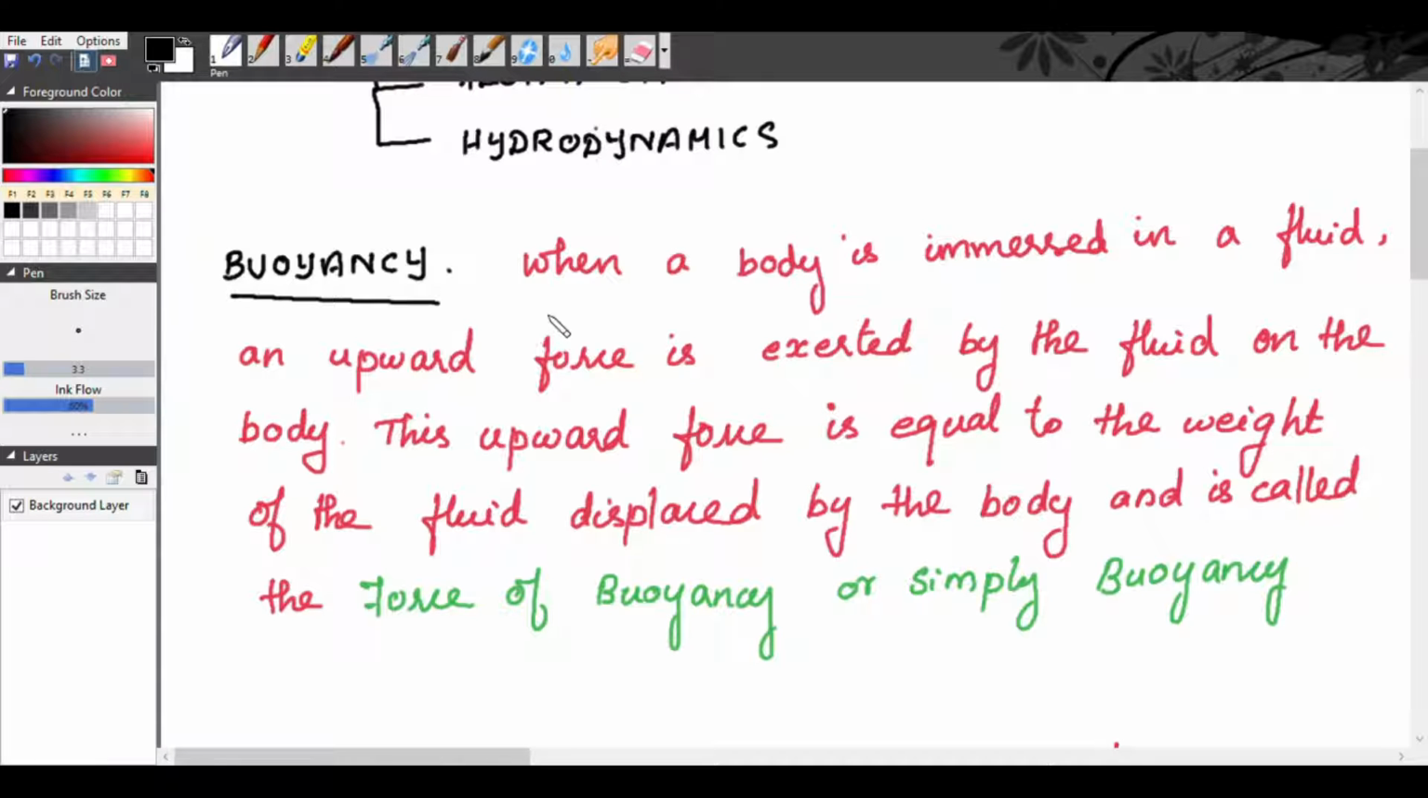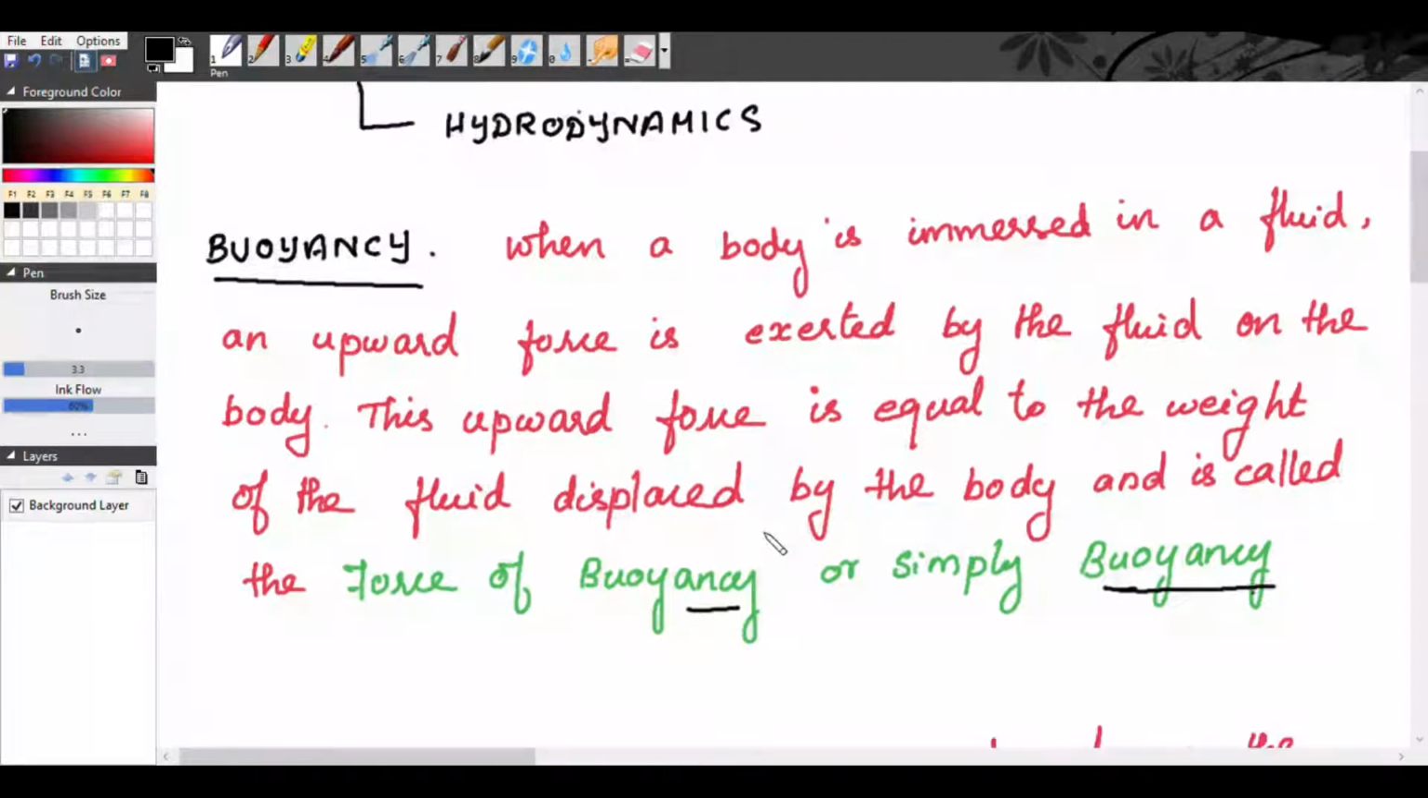Buoyancy: when a body is immersed in a fluid, an upward force is exerted by the fluid on the body. This upward force is equal to the weight of the fluid displaced by the body and is called the force of buoyancy or simply buoyancy. So what is buoyancy? Whenever you have a large body of water and you place some object downwards, there will be a force exerted in the opposite direction.